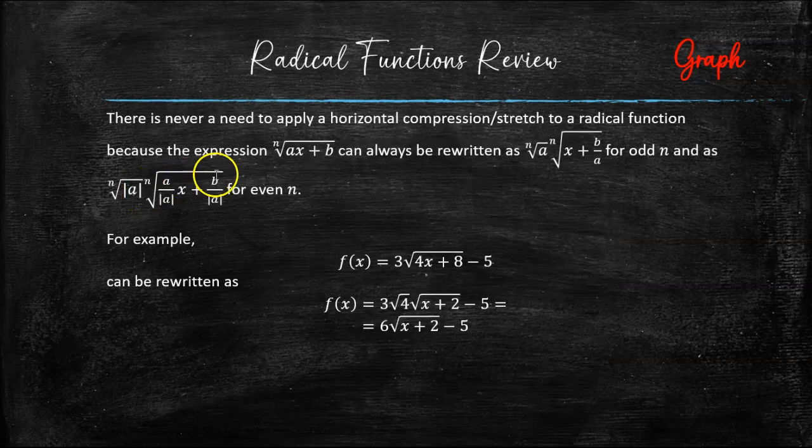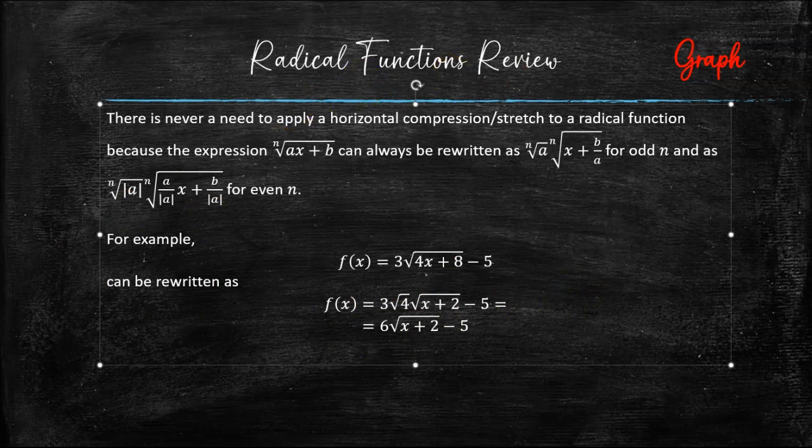Now, despite all these linear transformations, you'll never have to do a horizontal compression or stretch to a radical function because of the property of the radicals. The coefficient of x can always be factored out of the radical for odd values of n, and for even values of n, you can take out the absolute value of it and keep the sign inside of the radical. So for example, instead of graphing this function, which requires 1, 2, 3, 4 transformations, you can just graph this function, which only requires 3 transformations, which is nice.